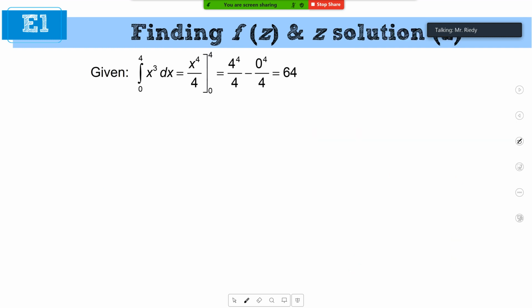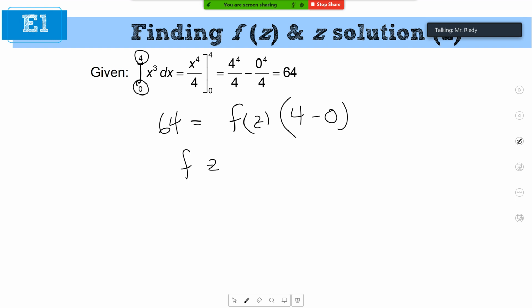Okay, so how do we do that? All right, well, this I already told you. So that gives us the left-hand side of the equation. 64 is equal to f of z times 4 minus 0. Remember, 4 minus 0, b minus a, b minus a. Okay, so therefore, f of z is equal to 16. Questions?